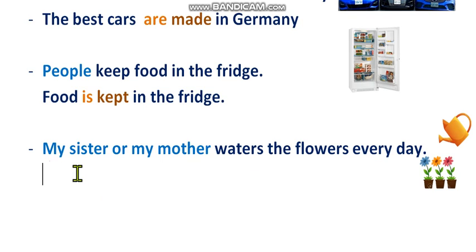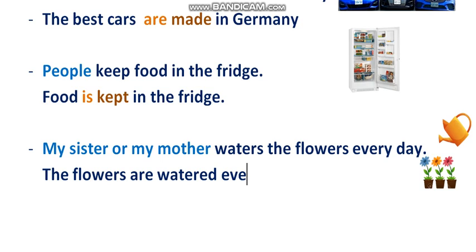Here comes another example. My sister or my mother waters the flowers every day. So that's the subject. Waters is the verb. Water is the verb that means to put water, to give water, to irrigate plants. The flowers, that is our object. Every day, that's time. So the sentence starts with the flowers. Flowers, plural. So we need are. Water is regular, that's simple. Watered, every day.